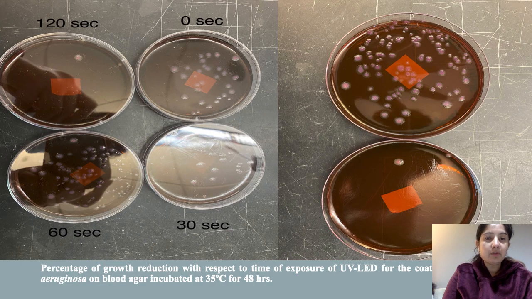Here we have pictures of the results which we got for the blood agar plate for Pseudomonas aeruginosa for 265 nanometers, and we can see that there is a decrease in number of colonies as we are increasing the time of exposure. At 0 seconds we got the maximum number of colonies as compared to just 2 colonies at 120 seconds. Due to time constraints, we just did it for 265 nanometers, but we plan to do it for 265 and 275, same as for S. aureus.